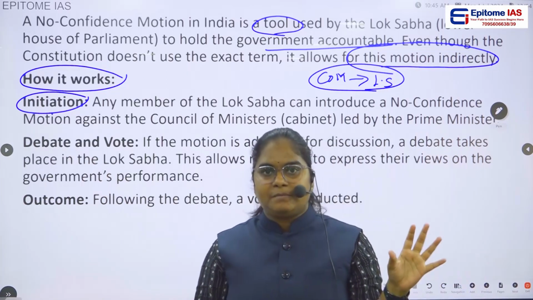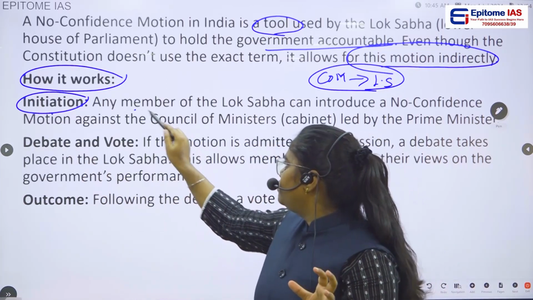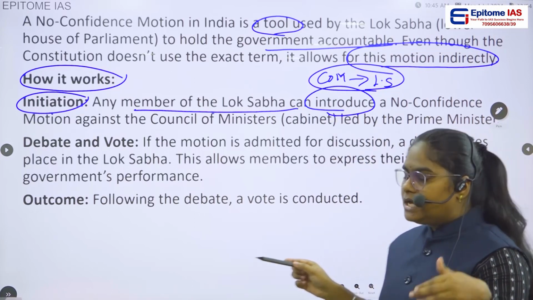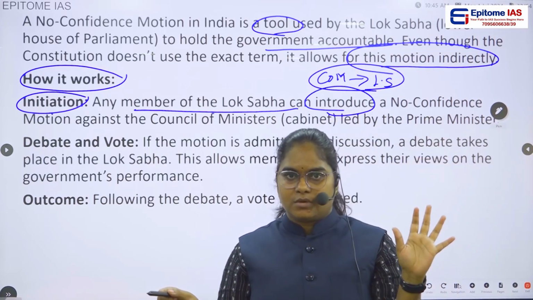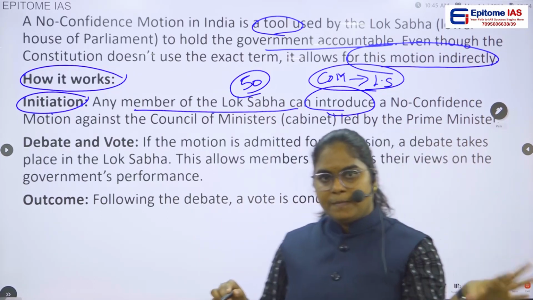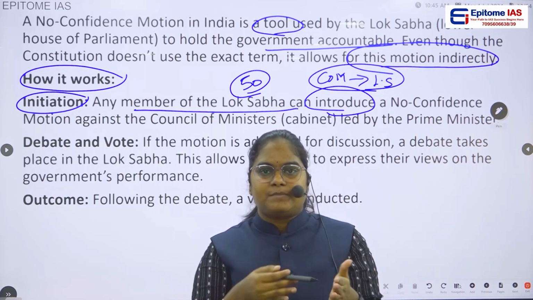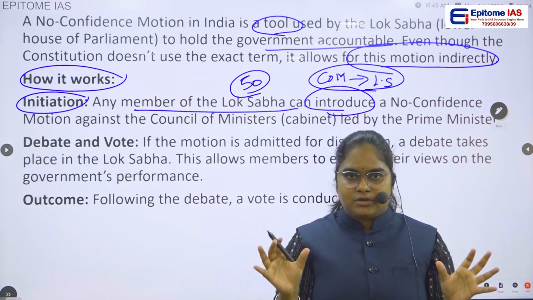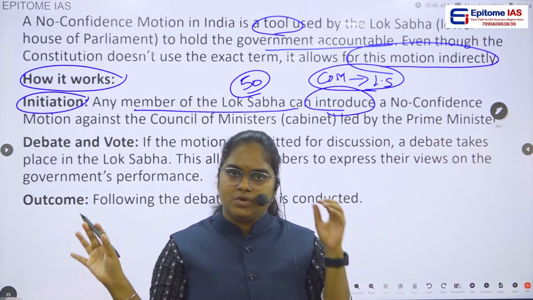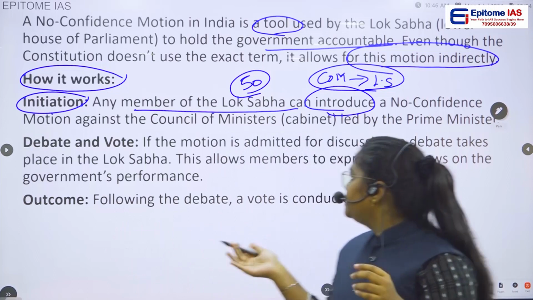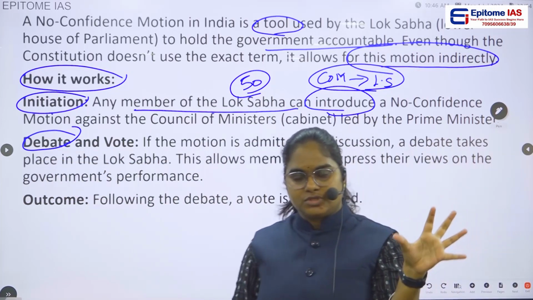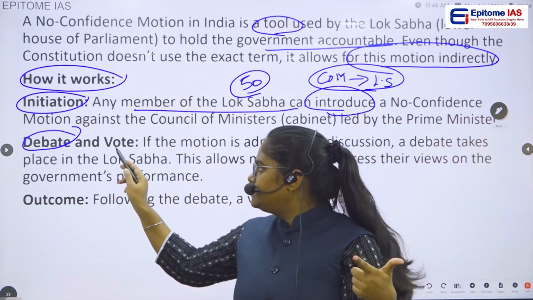And how this no confidence motion works: first it is initiated in the Lok Sabha by any member. Okay, so any member of the Lok Sabha can introduce a no confidence motion against the Council of Ministers. But he needs at least 50 supporters from the Lok Sabha. At least 50 supporters should support this particular motion. Then only the Speaker of Lok Sabha will take this motion into consideration. Then the debate happens. This no confidence motion is debated in the Lok Sabha and it is put to vote.